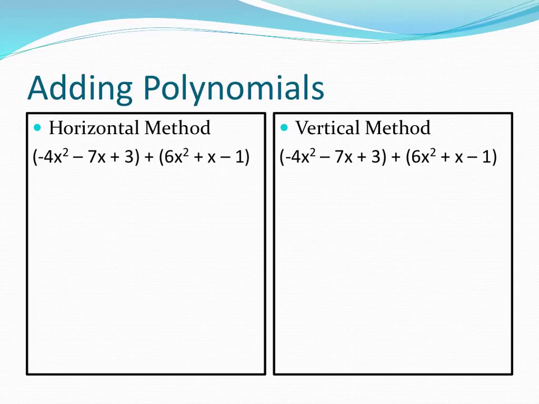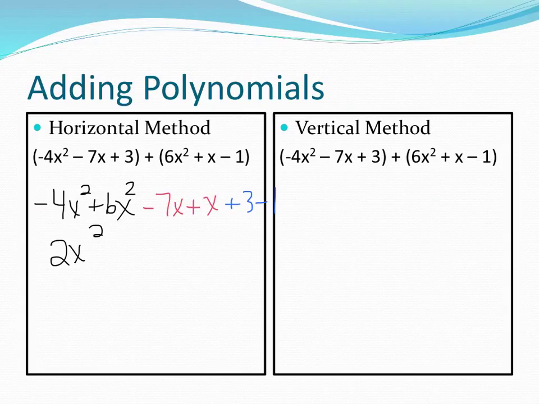Here we have another example. Pause the video and you try to do this one. Okay, let's see how you did. Horizontal method, we're just going to write out the like terms side by side. And now we're going to combine them. Let's put our x squared on that 6. 2x squared minus 6x plus 2.